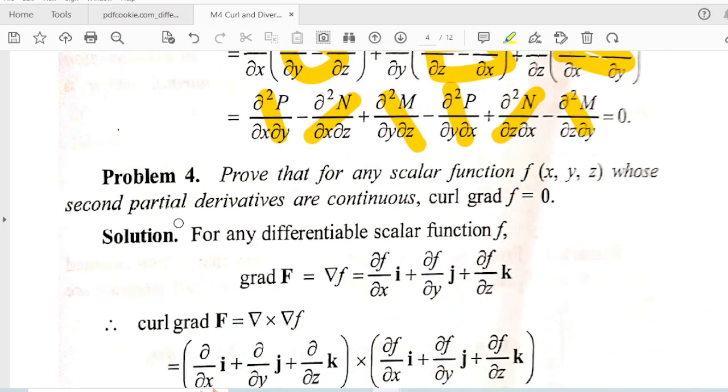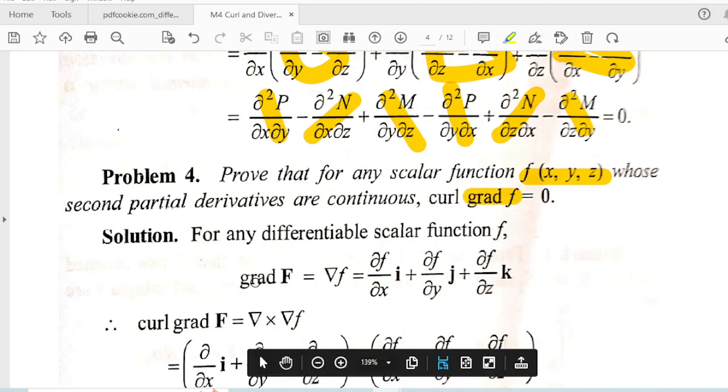Next, we are having a problem. Prove that for any scalar function f of x, y, z whose second partial derivatives are continuous, curl of grad f is equal to 0. As I said, whenever we have to prove something like curl of grad f or curl of curl f, always remember that we first find what is inside, and then what is outside. So first we are going to find grad f. We know the definition of grad f, del f.